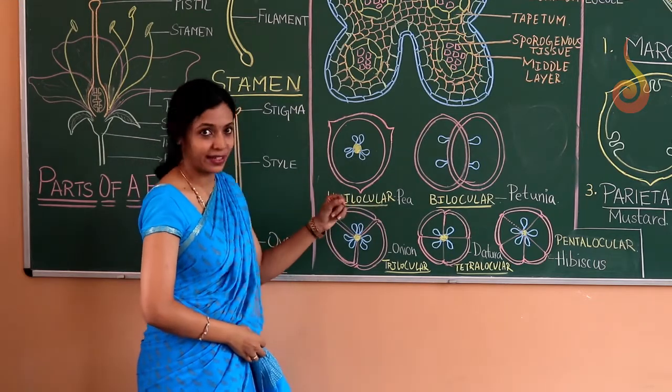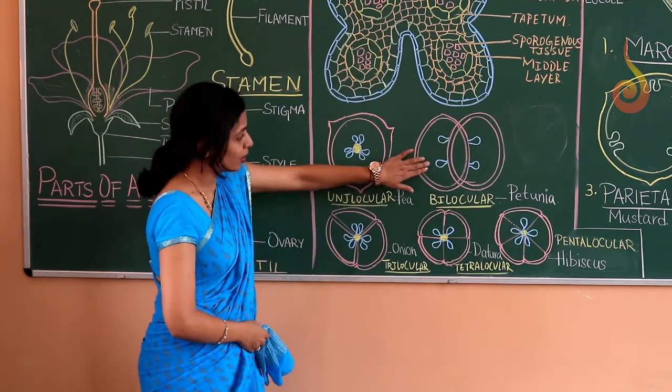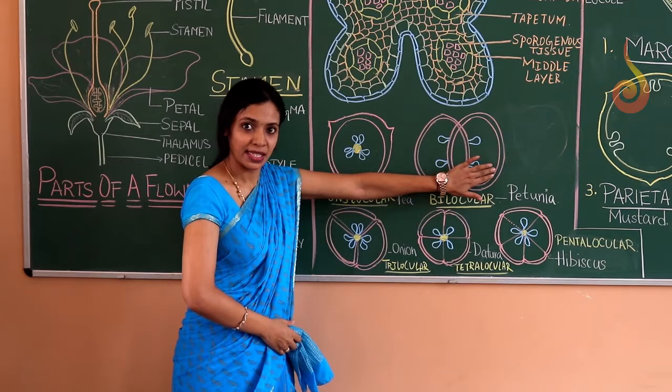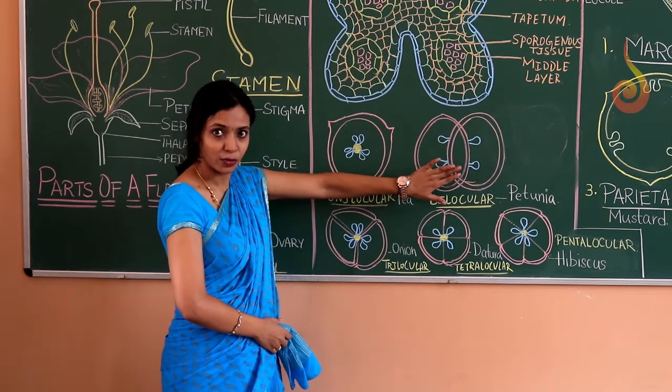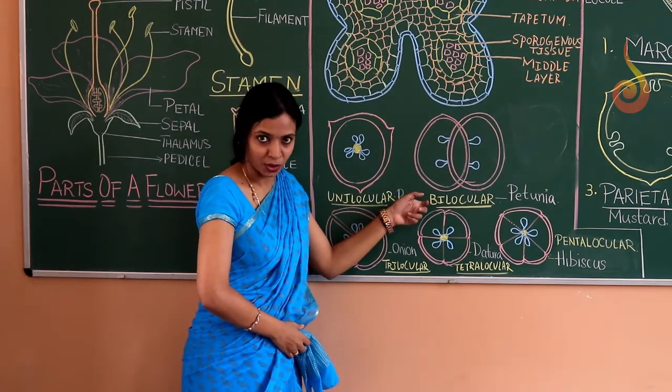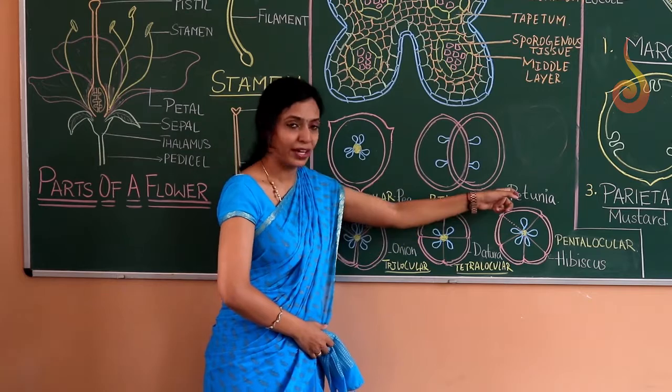One good example for that is pea. Here you can see there are two chambers. Since there are two chambers, this kind of ovary is said to be bilocular. One example for that is petunia.